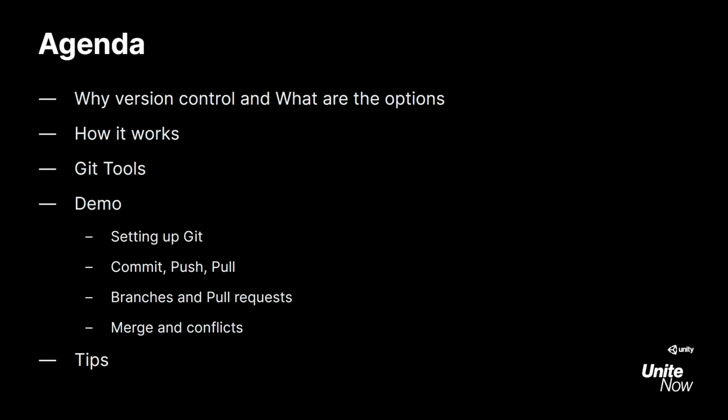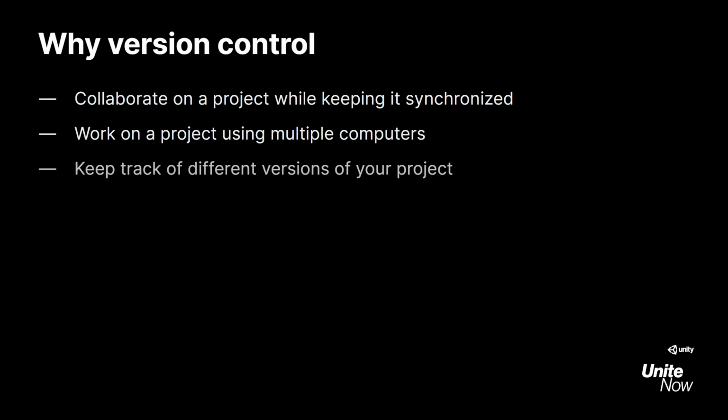So why do we use version control? The first reason is because we want to collaborate with the different members of a team on a project while keeping it synchronized. Or if for some reason you are using multiple computers to work on your project, you no longer need to use a USB drive or these kind of tools to transfer files with the latest updates of your project. You can also keep track of different versions of your project.